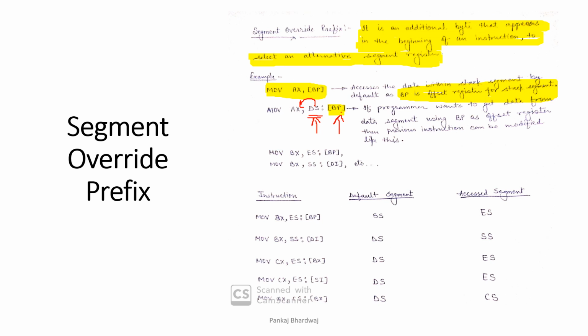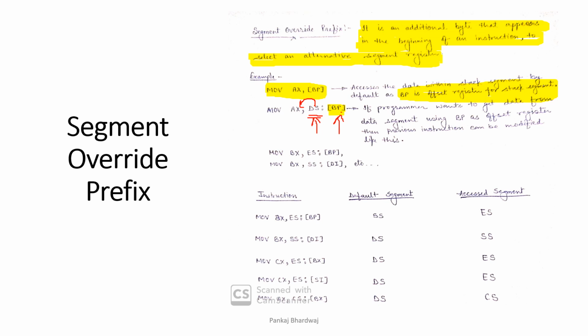AX. Similarly, if we have mov bx comma es colon bp, that means by default the data should have come from the stack segment, but before BP I have put ES. That means now the programmer wants to have the data from the extra segment. So BP will have an offset address which now points to the extra segment, and from there the data will be moved to the BX register. Similarly, mov bx comma ss colon di, that means by default DI uses the data segment, but the programmer wants to have the data from the stack segment, so we override the prefix with SS.